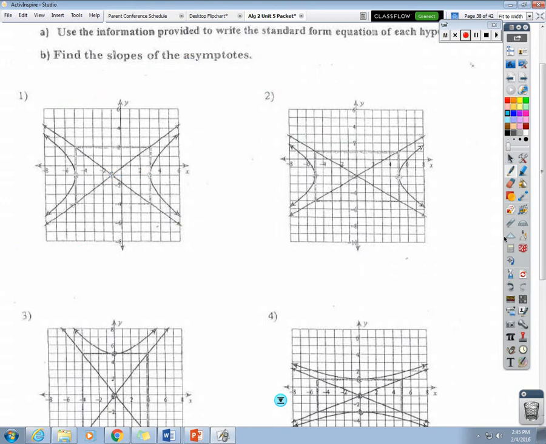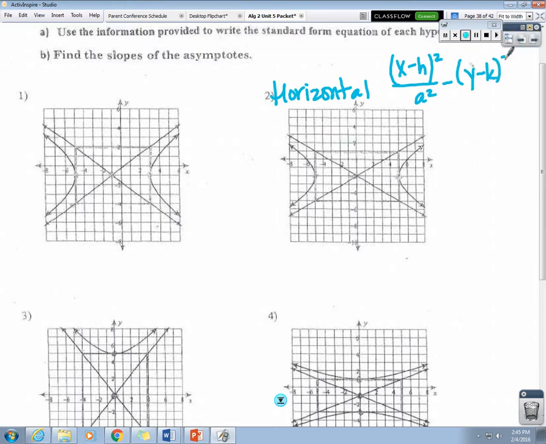Number 1, is it horizontal or vertical? Horizontal. They're opening left and right. So that means we need to use the equation where x comes first, over b squared equals 1. So we need to know the a, the b, and the center, the h and k. Okay, well where is the center? 0, -2, right.